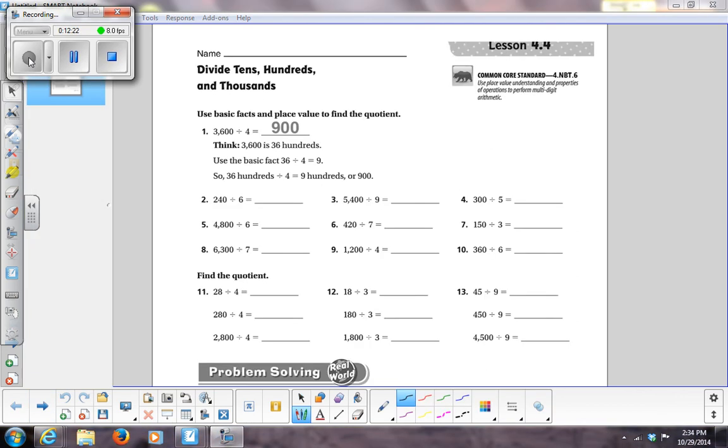Okay, so number 3. I have 5,400 divided by 9. Okay, so I can cross off my zeros. And what times 9 is 54? Bailey. 6 times 9 is 54. So I'm going to put a 6 there. And how many zeros did I cross off? 2 zeros.